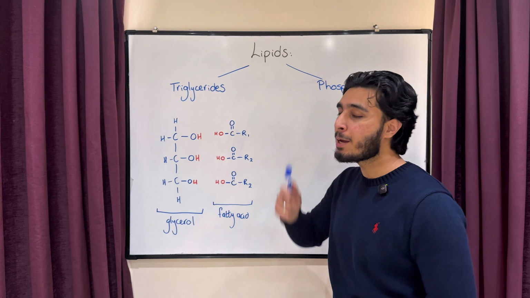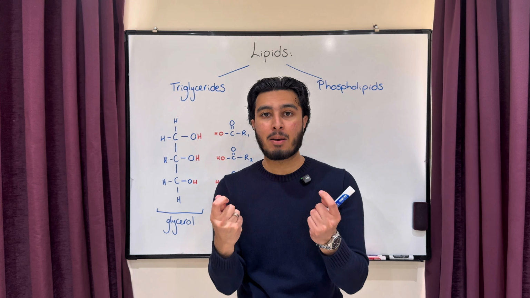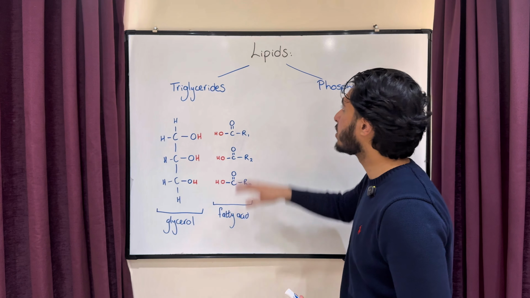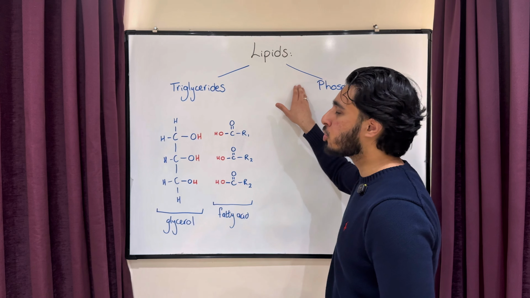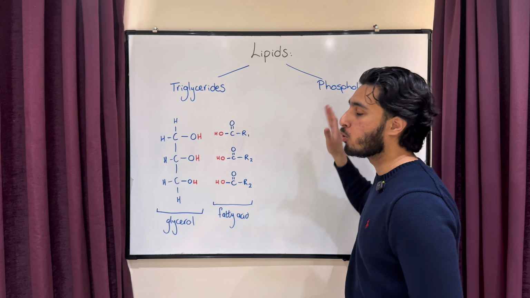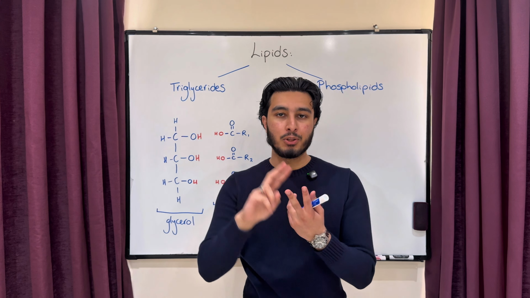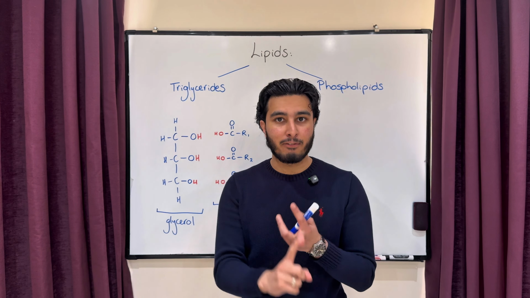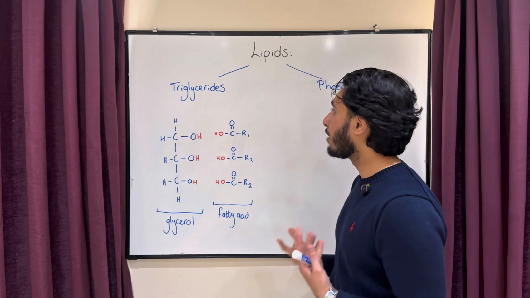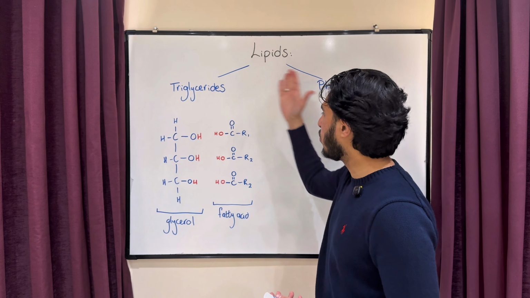Today we're going over the lipids, which are essentially a family of nutrients. We've got the proteins, carbohydrates, and then we have the lipids. The lipids actually branch into two different types. First one being triglycerides and then the phospholipids. Now, both of these have got different structures, different functions, but they are both equally as important in our body. Cannot live without one or the other.